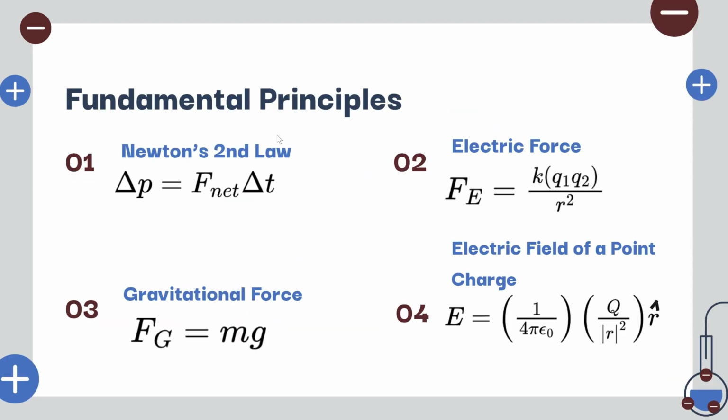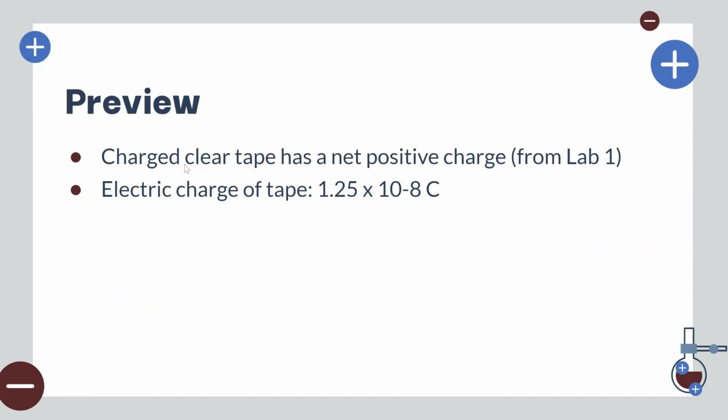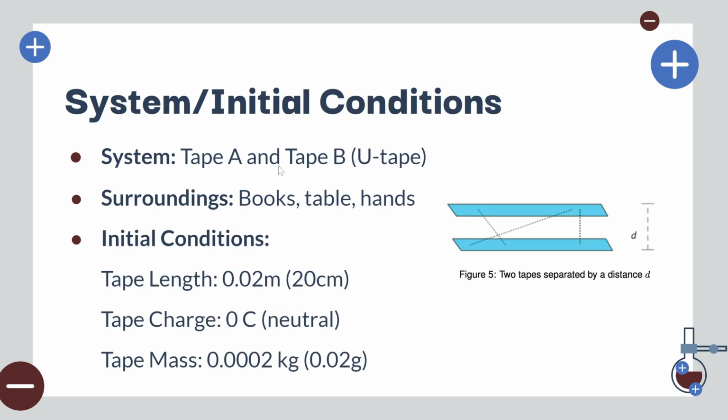The fundamental principles we employed were Newton's second law, the formula for electric force, Coulomb's law, the gravitational force, and then the electric field of a point charge here. A preview of our results: the charged clear tape had a net positive charge, as we found in Lab 1, and the electric charge of the tape was about 1.25 times 10 to the minus 8 coulombs.